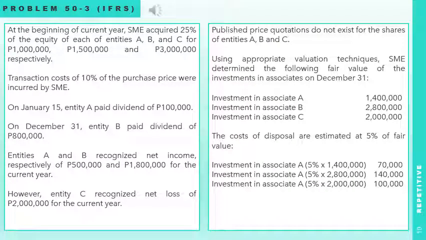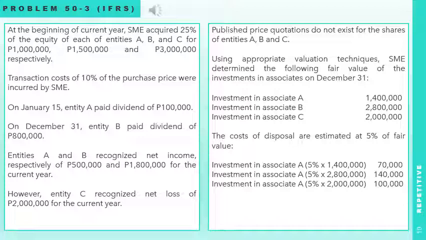At the beginning of current year, SME acquired 25% of the equity of each of entities A, B, and C for 1 million, 1,500,000, and 3 million respectively. Transaction cost of 10% of the purchase price were incurred by SME. On January 15, entity A paid dividend of 100,000. On December 31, entity B paid dividend of 800,000. Entities A and B recognize net income respectively of 500,000 and 1,800,000 for the current year. However, entity C recognized net loss of 2 million for the current year.